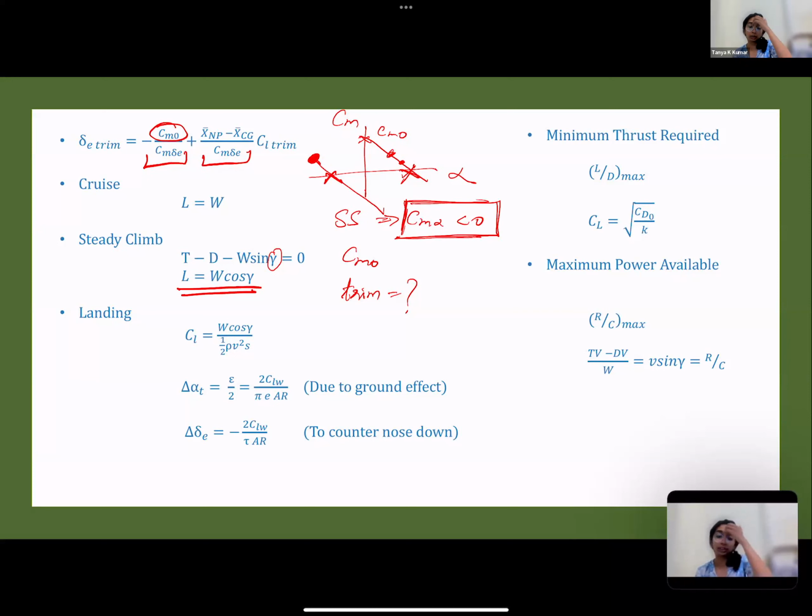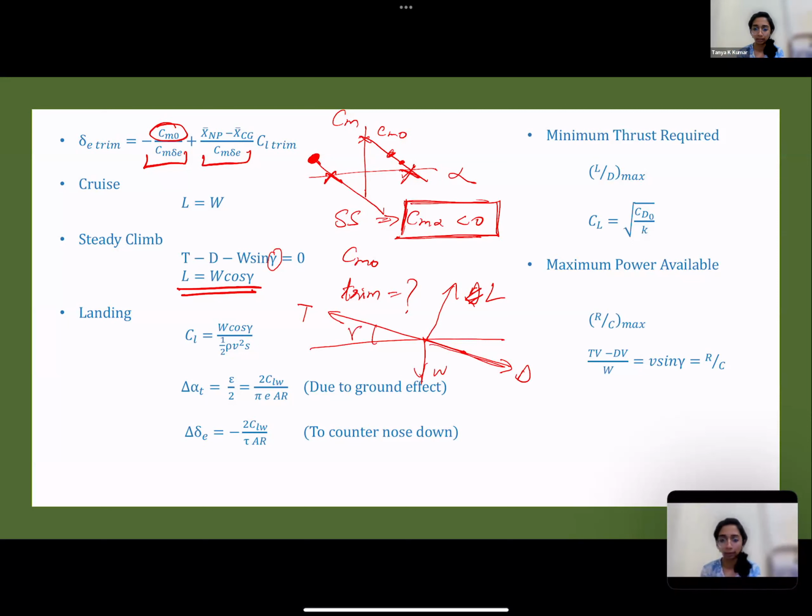According to these equations of motion, if I am to draw the free body diagram, it will be something like this, where weight is acting downwards. This is W. This would be drag. Sorry, this would be lift. This would be drag, right? Something like this. And this angle is gamma.